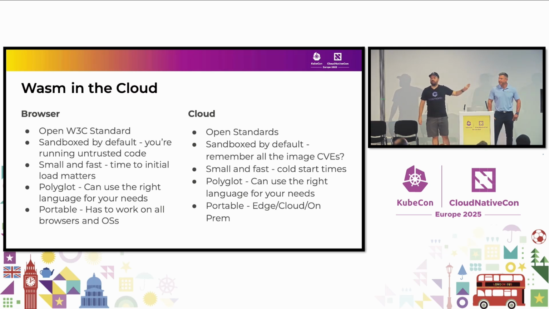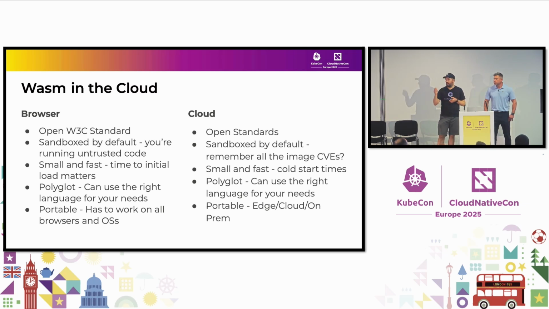On the left side, you'll see the reasons why WebAssembly was taken so seriously and then used in the browser so much. It's because it's an open W3C standard, like I mentioned. It's sandboxed by default because you're running untrusted code. It's small and fast, because that time to first initial load matters a lot in the web space. It's polyglot because you might need different performance characteristics.